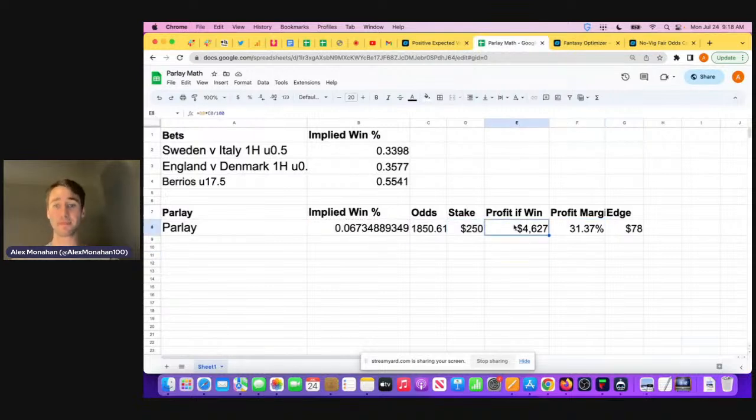6.7% of the time, I'm winning this much profit. The rest of the time, my parlay is going to lose. The other 93.3% of the time, my parlay is going to lose, right? And I'm going to lose my stake of $250. So long story short, once you go through everything, you're going to see the profit margin on this parlay is $78. And I'll include this in the description.